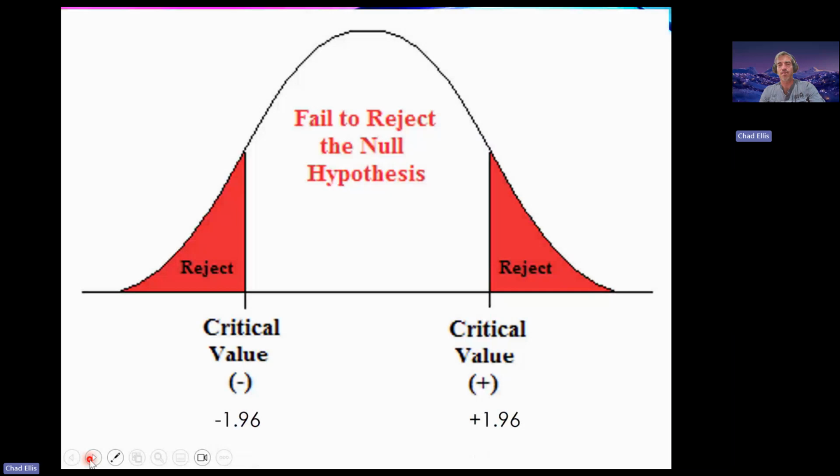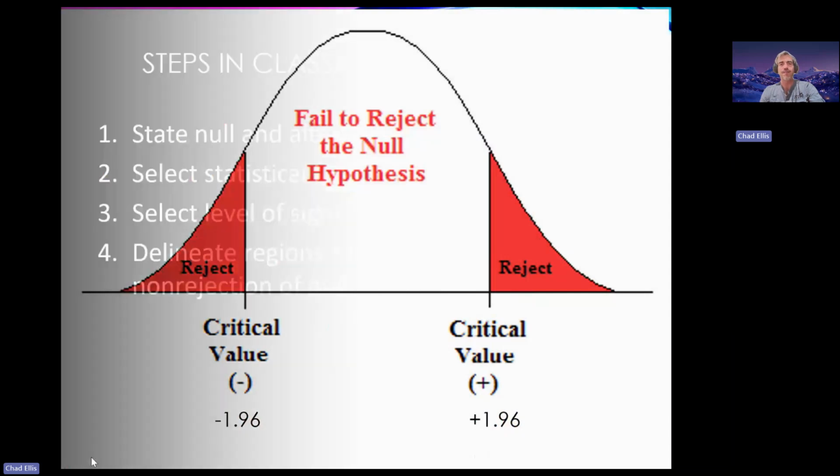So you can think about it this way in terms of delineating your areas of non-rejection and rejection. Anything that falls between minus 1.96 and plus 1.96, we're going to fail to reject. Anything more extreme than those two critical values, which are referred to as our critical values, we're going to decide to reject the null hypothesis.